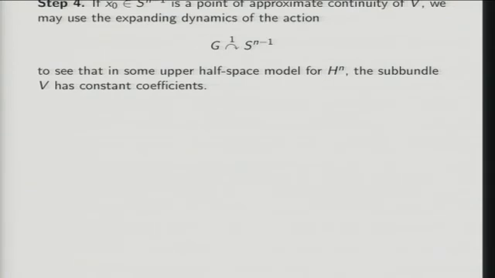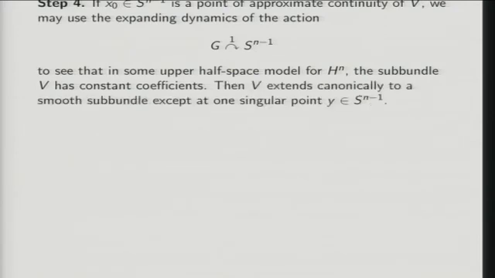Okay? So if you trace this through, what you conclude is that in some upper half space model for hyperbolic space, you can find some point in the sphere, okay? So then the complement of that point, that's a copy of R^{n-1}. And what you see in that R^{n-1} is a constant coefficient subbundle. Okay? So this measurable subbundle then will extend to a smooth subbundle, except at one point.